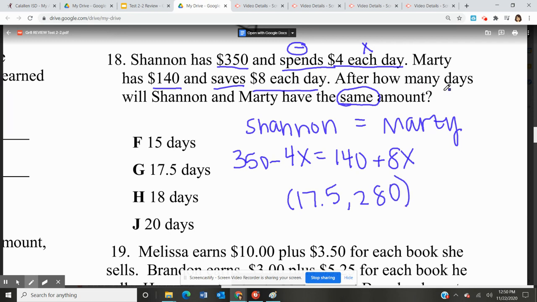Now remember, days is almost always x, or our time is almost always x. Days is a measurement of time, so that means we're looking for our x value here. In all honesty, these problems always ask for the x value unless it specifically asks you for your y value. So here our answer is going to be 17.5 days, which means our answer here is G.